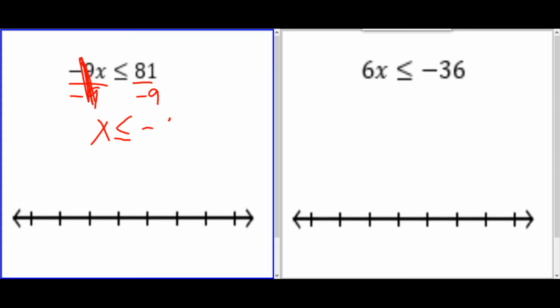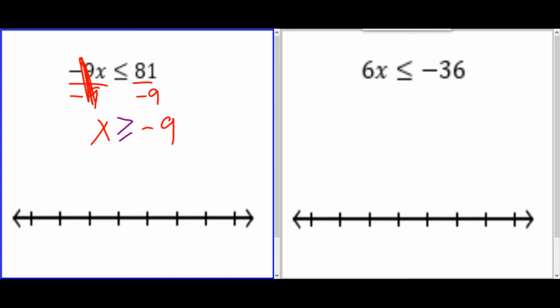is negative 9. But notice I divided both sides by negative 9, so I need to change the inequality sign. So I'm going to erase the one that's there, and I'm going to change it to be x is bigger than or equal to negative 9.